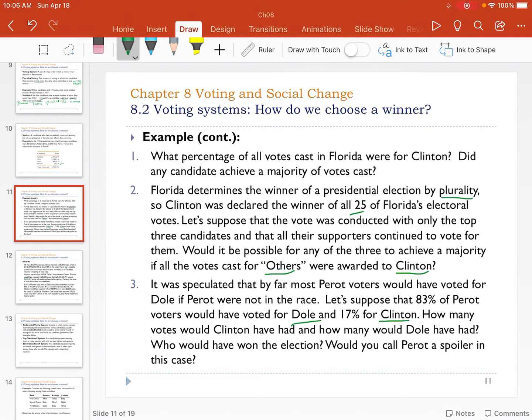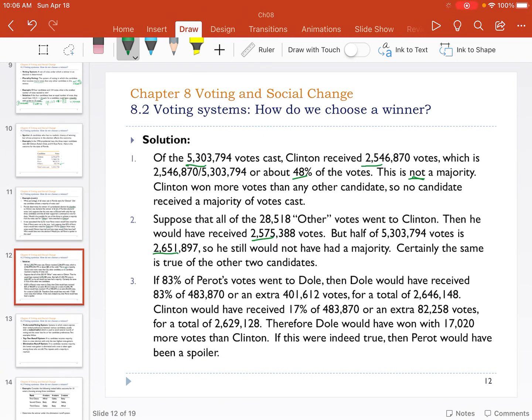How many votes would Clinton have had? How many would Dole have had? So this would have evened the race a little bit. And then who would have won the election? And then would you call Perot a spoiler? So let's take a look at this longer question 3.